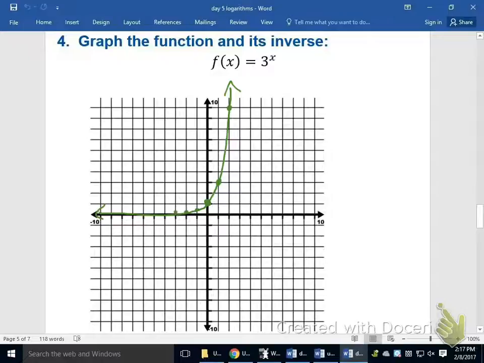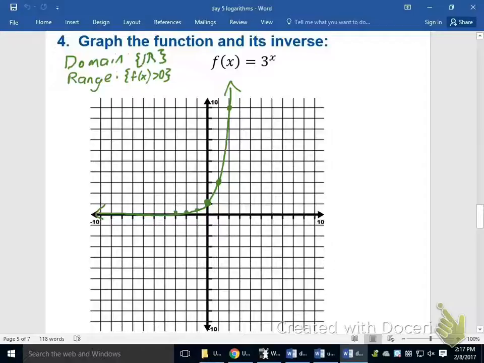So for the function f of x, the domain is all real numbers, and the range is any number greater than 0.